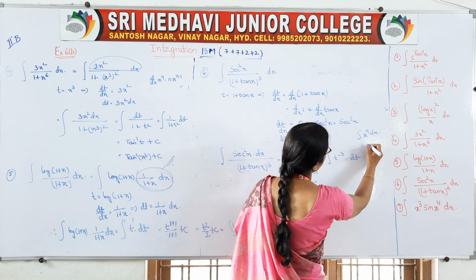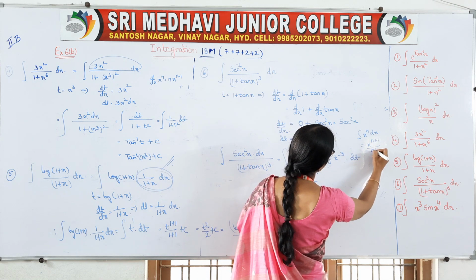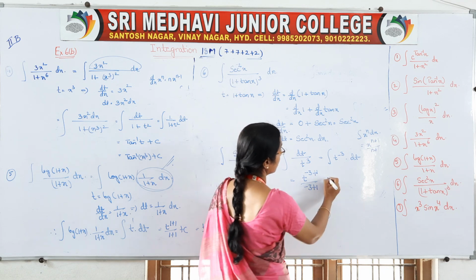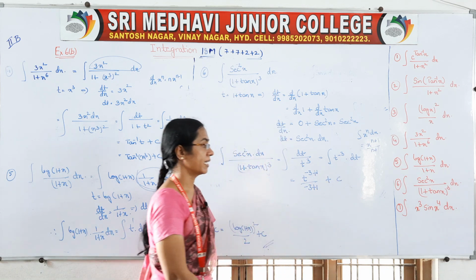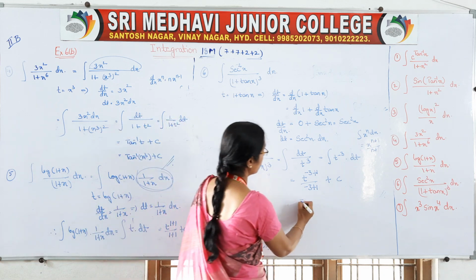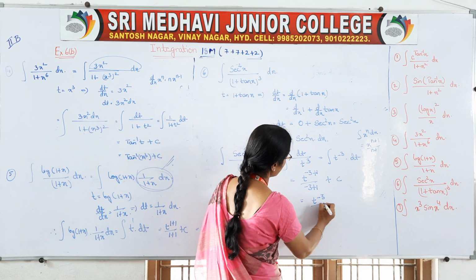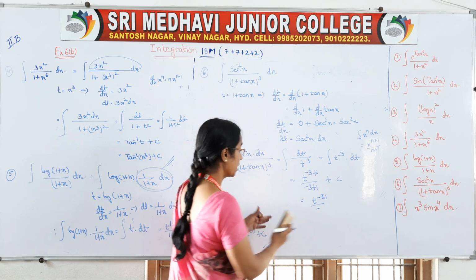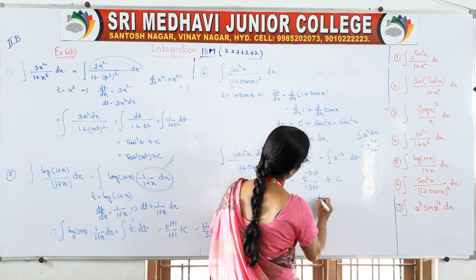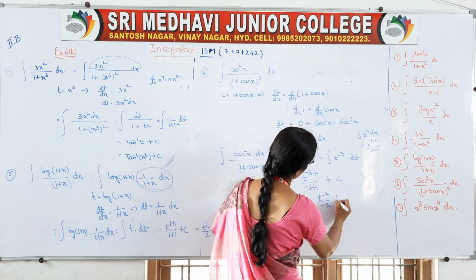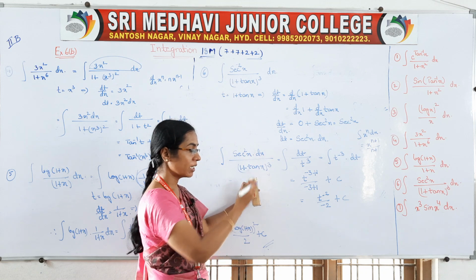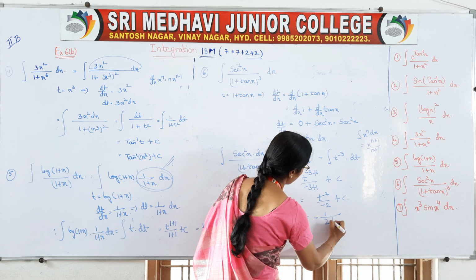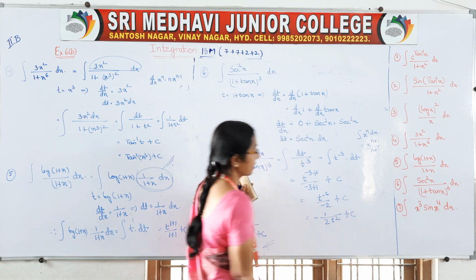What is the formula? x to the power of n plus 1 by n plus 1, plus c is the answer. So here, n is minus 3, so t to the power of minus 3 plus 1 by minus 3 plus 1. Right, girls? So we can write minus 2 at a time: t to the power of minus 2 by minus 2 plus c. So it is equal to minus of 1 by t square plus c.